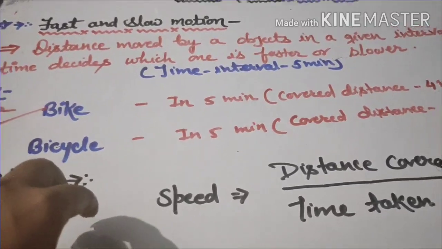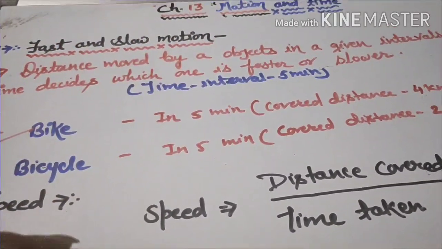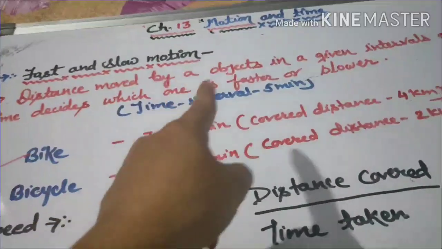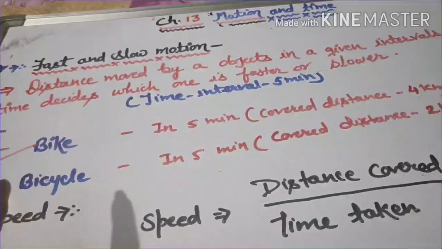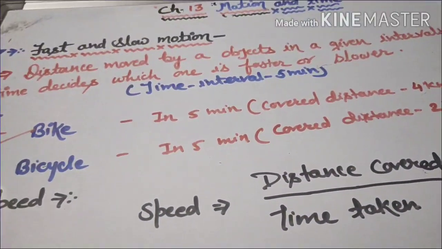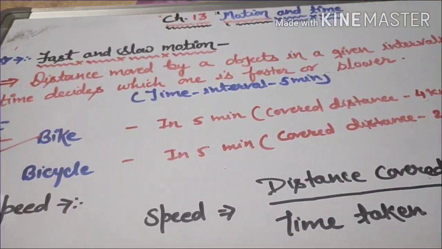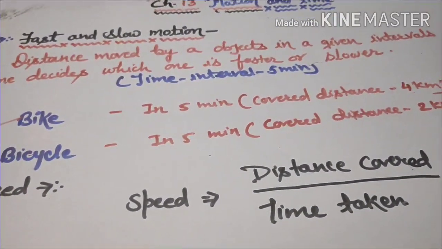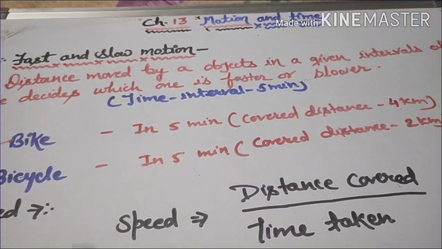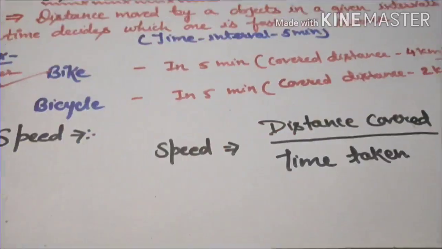So fast and slow is actually determined by the rate of change of position with time. So here, according to this, the distance moved by an object in a given interval of time. In this example the time interval is 5 minutes, and this time interval decides which object is faster or slower, right? So fast motion and slow motion is actually defined by the rate of change of position with time. Time interval is also important here.